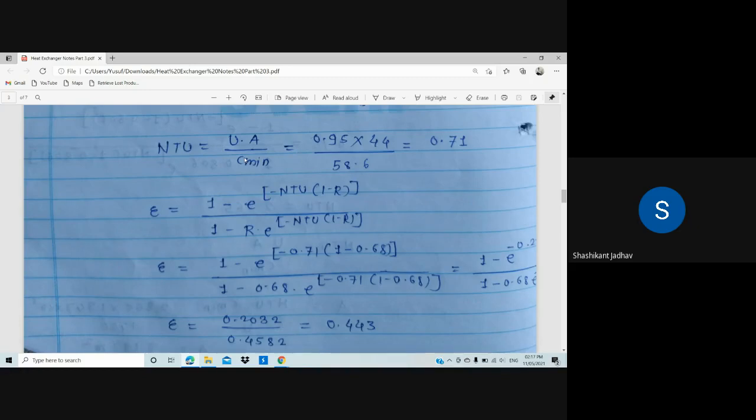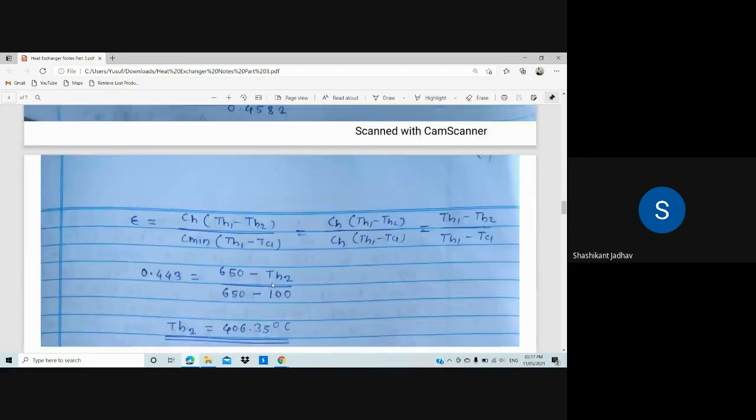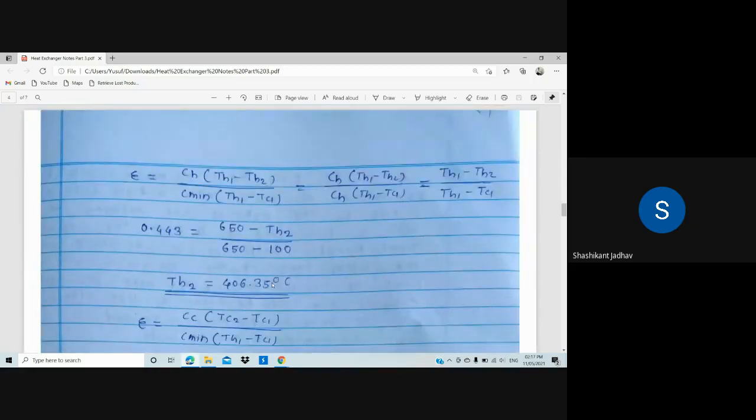Then next, as we know, what is the equation for the effectiveness? Effectiveness is equal to CH into bracket TH1 minus TH2 divided by C minimum into bracket TH1 minus TC1. C minimum is CH, so CH and CH cancel. What is the remaining equation? TH1 minus TH2 divided by TH1 minus TC1. Put the values in this, and we get the value of TH2.